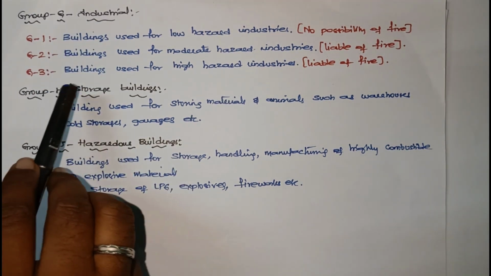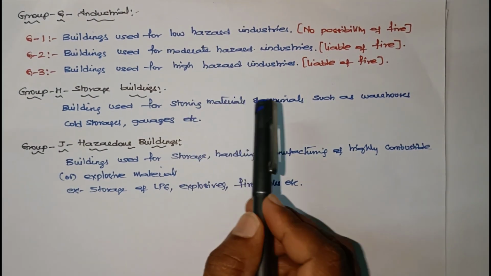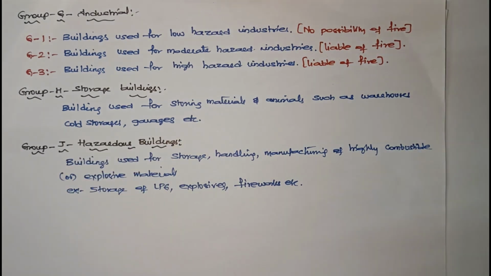Coming to group H, storage buildings. As I said, to store any material or animals, such as warehouses, cold storage and garages. Garages, you all know, are vehicle garages. And what is cold storage? Suppose you take red chilli: during the season you will be using it, and during the off season, if you want red chilli, where can you get it? For that reason, the bulk excess amount of red chilli available will be stored, and just like that, cotton also will be stored in cold storages.